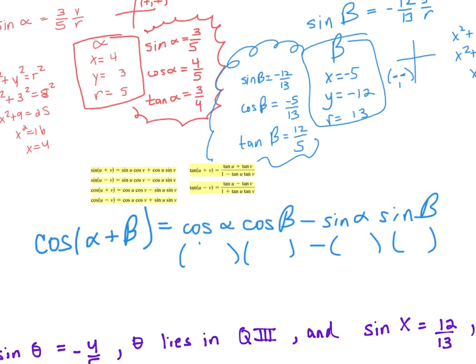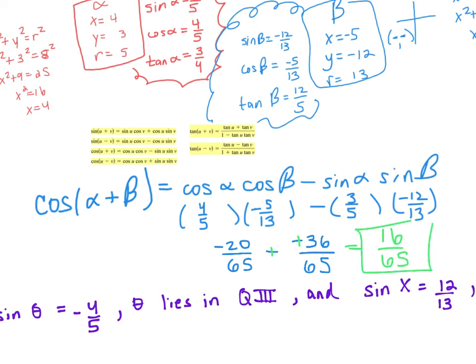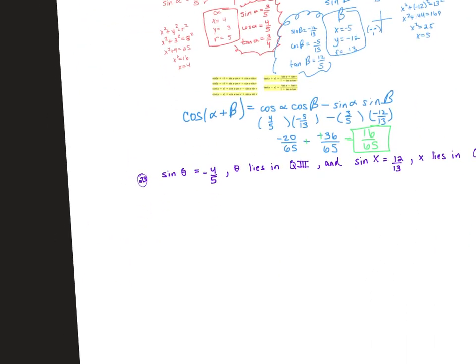Cosine of alpha is 4 over 5 times the cosine of beta is negative 5 over 13, minus sine of alpha is 3 over 5, sine of beta is negative 12 over 13. So when I simplify, 4 times negative 5 is negative 20 over 65. Minus, I have 3 times negative 12, that's negative 36 over 65. When I have two negatives, that gives me a positive. So negative 20 plus 36 is 16 over 65. And there's our answer. You always look to see if you can simplify that fraction, and if you can't, you're good to go. All right, let's look at the next one.